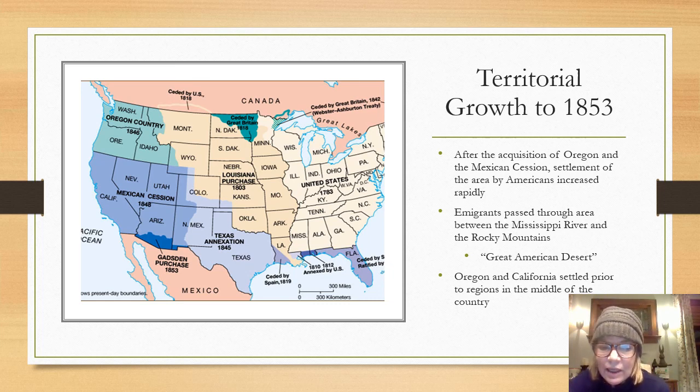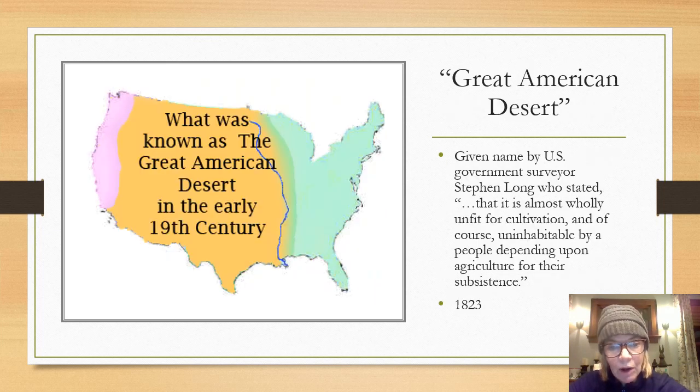Most people were not settling on most of the land that was the Louisiana Purchase because they saw that as the Great American Desert. People didn't think that you could settle there. A little bit more on this. U.S. surveyor Stephen Long went in there and surveyed the territory and thought that it was unfit for cultivation. It would require all sorts of work to cultivate, and so it was really uninhabitable. So a lot of people weren't going.